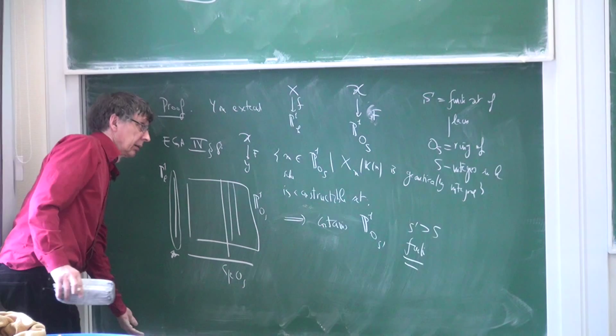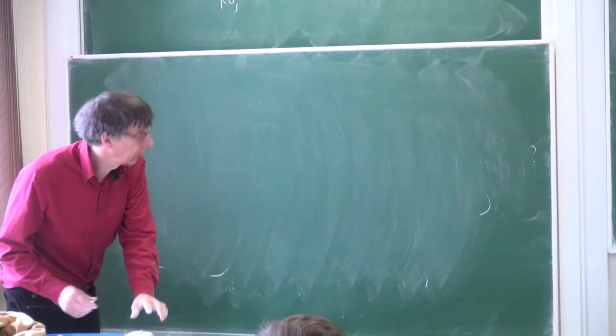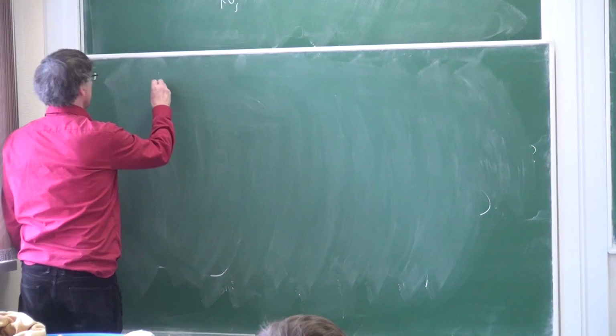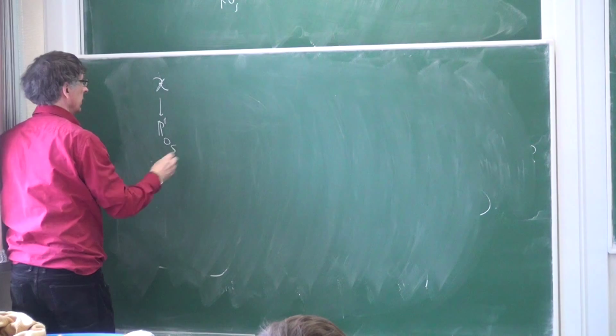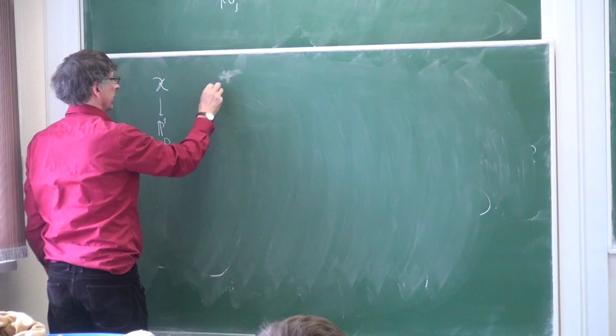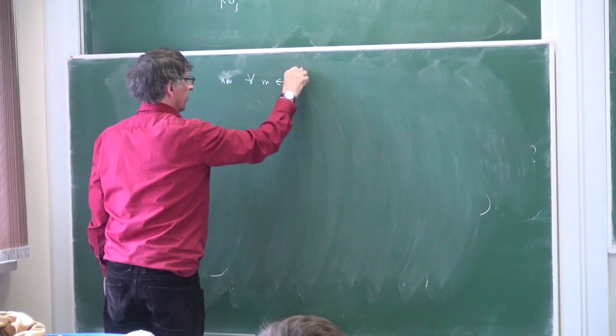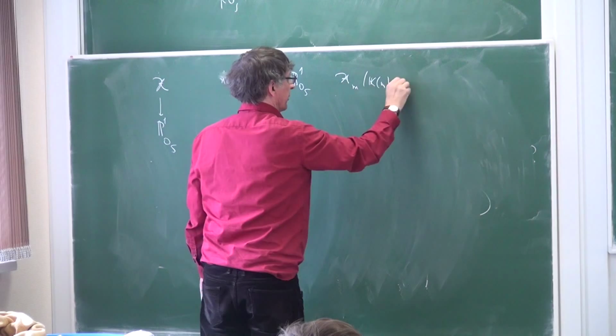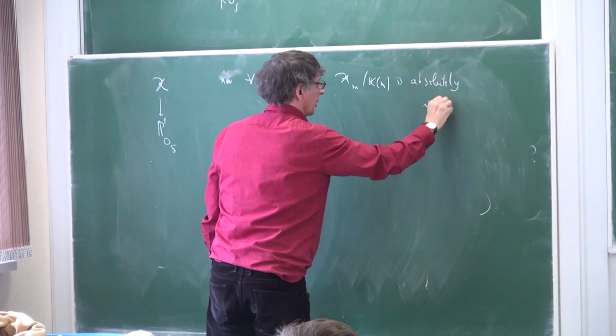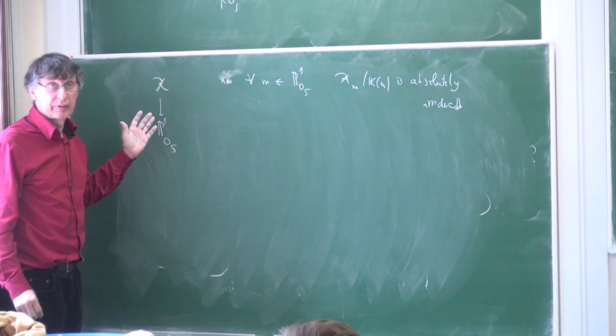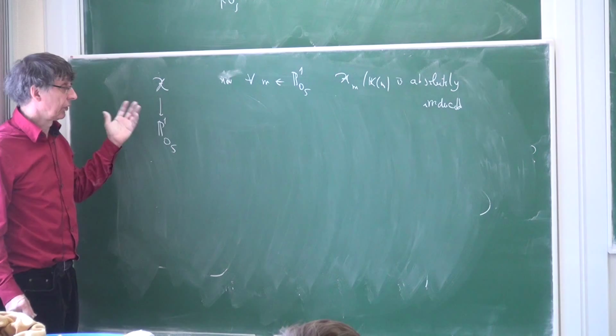Okay, so now we look at this. Let me change the name: I have X going to P1, and I call S' again S. Now for all M in P1_{O_S}, the fiber X_M over kappa(M) is absolutely irreducible. And now all these varieties are of the same type, so the Hilbert polynomial, if you want, is the same for all of them.